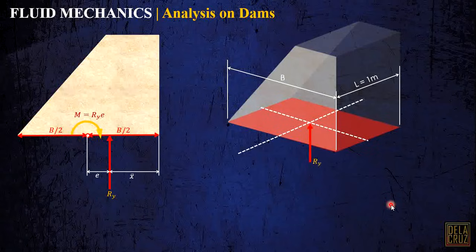Okay, so this is our RY. Actually, hindi siya dito naka-locate sa center, no? But in order for us to transfer this RY to the center, we should account the moment. Ito. And that moment is just RY times E. As you can see, ito, RY times E. Kaya itong result, reaction moment natin dito sa taas. Okay? That is RY times E lang.